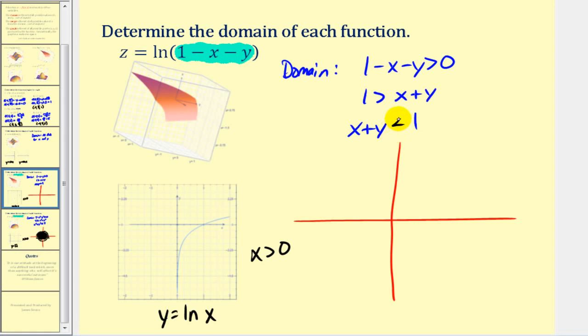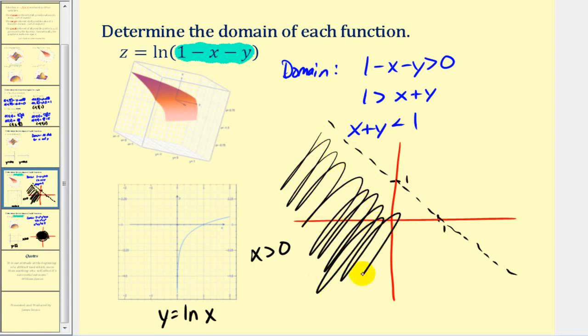So x plus y less than 1 is going to be a dashed line with an x and y intercept of positive 1. And then if we test the origin, 0, 0 in this inequality, 0 less than 1 is true, therefore we shade this half of the plane. So any point in this region would be part of the domain of the given function in terms of two variables.